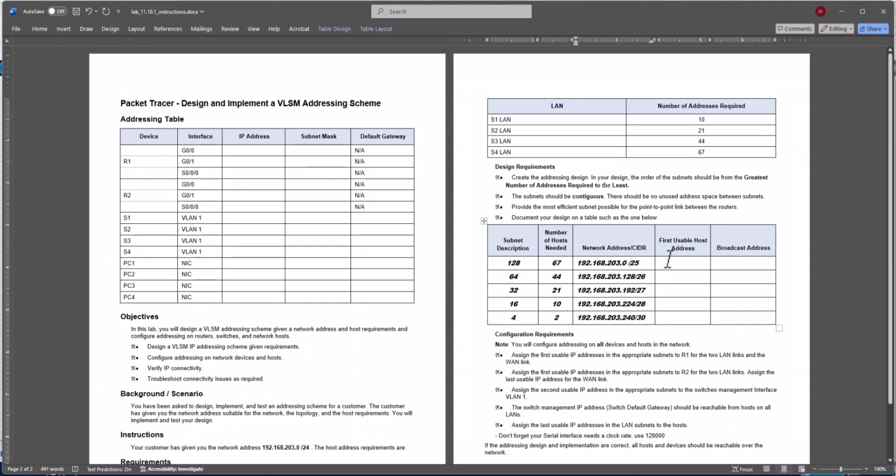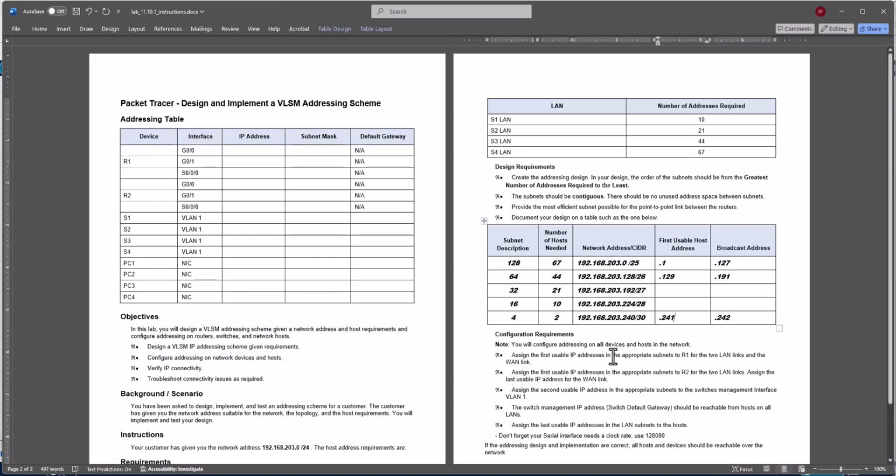now we take the first usable and broadcast of each one and list them out. The first usable is the .1, and the broadcast is the last IP in this range, which is 127. For 128, the first usable is the next address, 129, up until the last one, which is .191. This is literally what we list out across the board. I'll fill those in for you to do. But the last one would be 242, and this one would be 241.